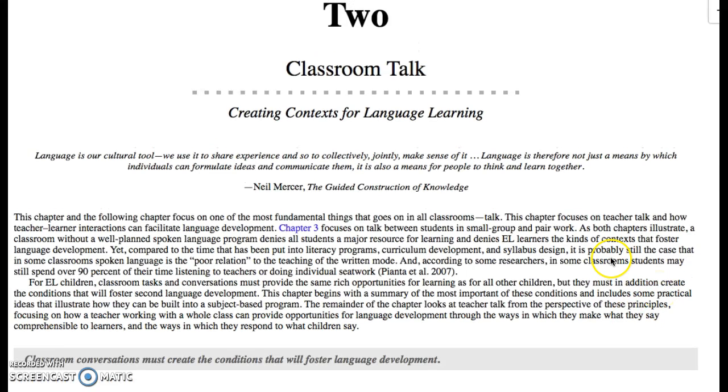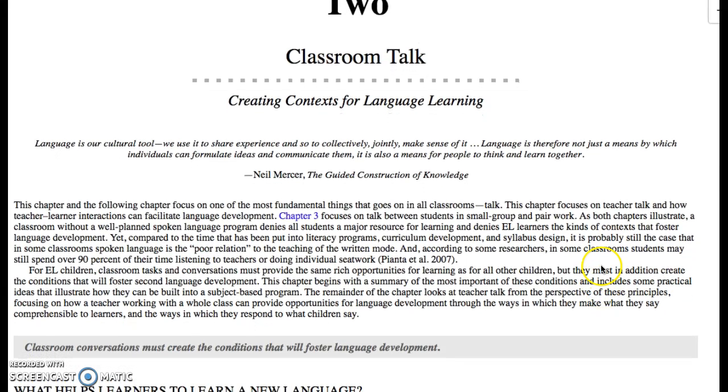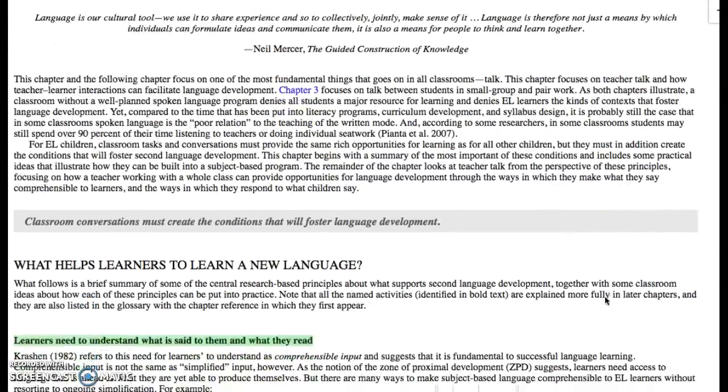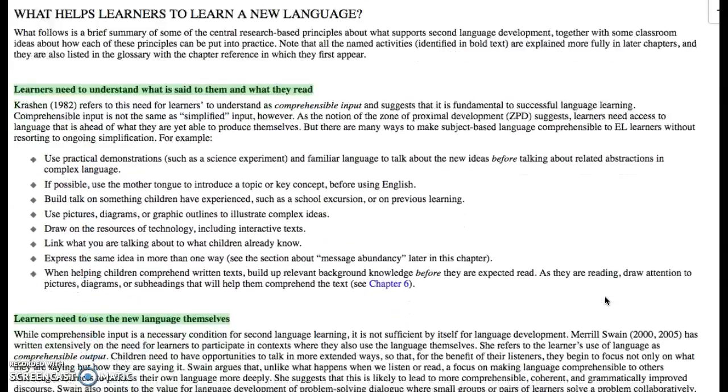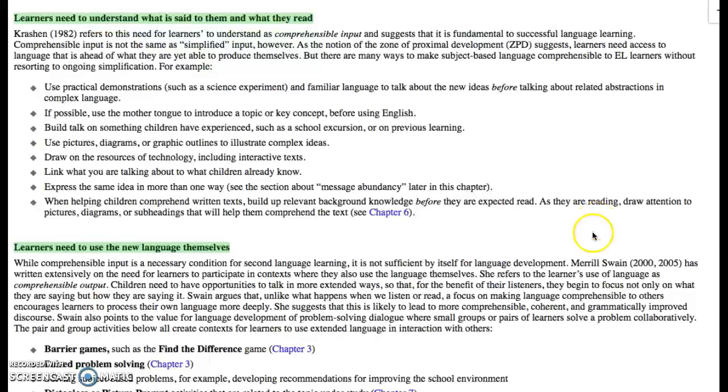So, Chapter 2 of Gibbons discusses creating context for language learning. Here, I wanted to point out some of the key things that I thought were really important. Learners need to understand what is said to them and what they read.